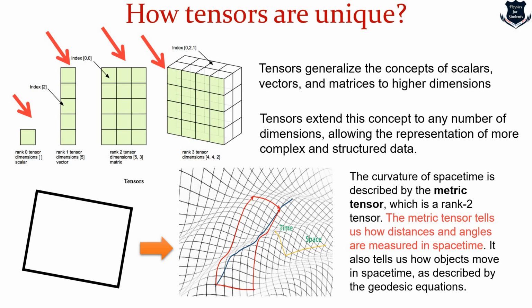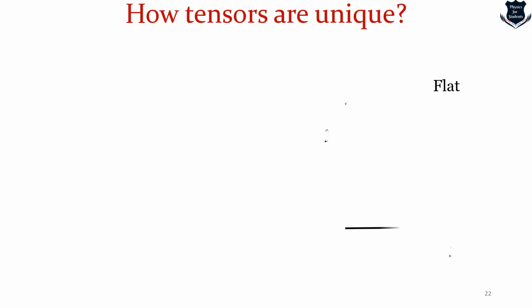So the metric tensor, when we move from flat space to curved space, will show how we can measure the distances and angles in space-time. It also tells how objects move in space-time, and typically these paths are called geodesics, and we will understand what geodesics are in this part of the video. So this is actually why tensors are very unique. We will look into further details.